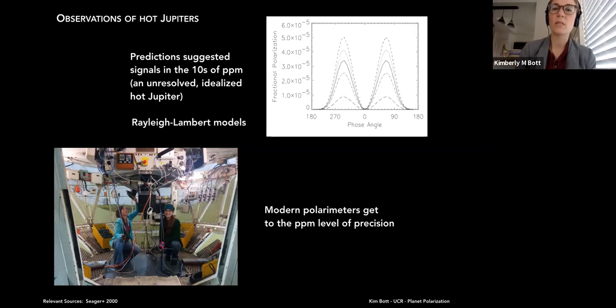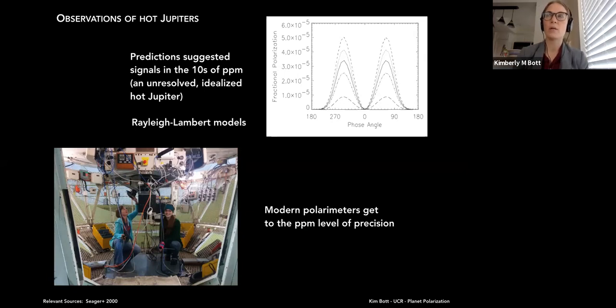In this paper, these are somewhat idealized models, and they are only considering the Rayleigh scattering from the atmosphere, but they predict signals in the tens of parts per million for an unresolved planet orbiting its star, a hot Jupiter type planet, something big reflecting a lot of light very close to its star. The models they're using are Rayleigh-Lambert models, so you're just treating the planet as a Lambertian sphere and only considering the Rayleigh scattering coming from the planet. So you're not including cloud effects like the rainbow and things like that.